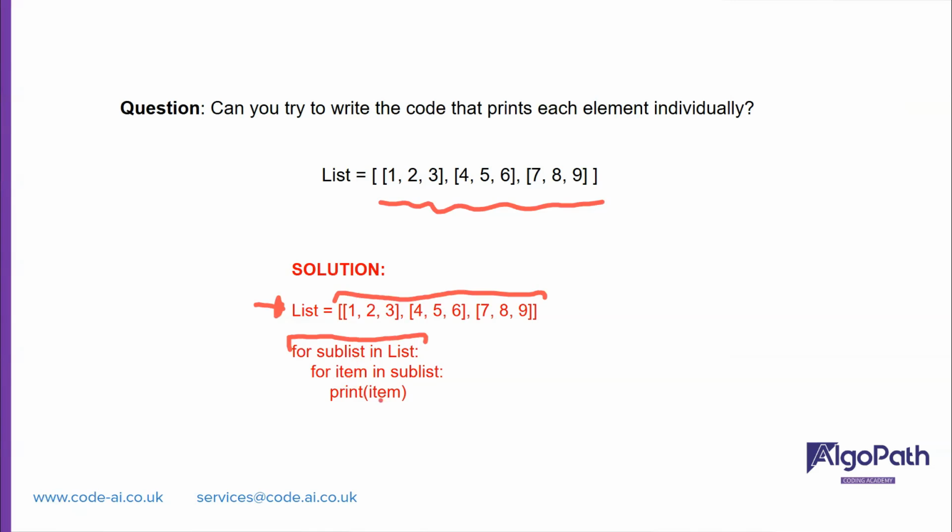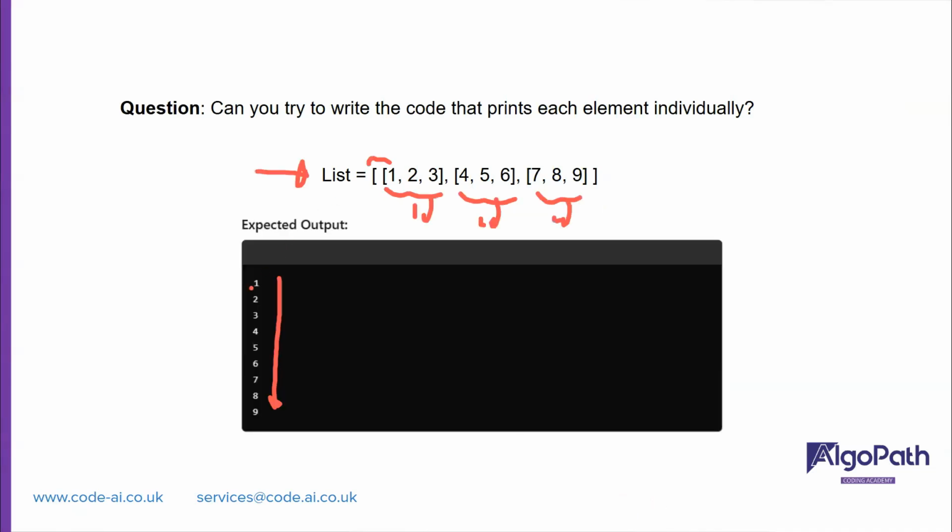And then it's going to print them out. So basically what it's going to do is print out 1, 2, 3. Then it's going to print out 4, 5, 6. And then it's going to print out 7, 8, 9. And that will produce this output here, which is what is required.